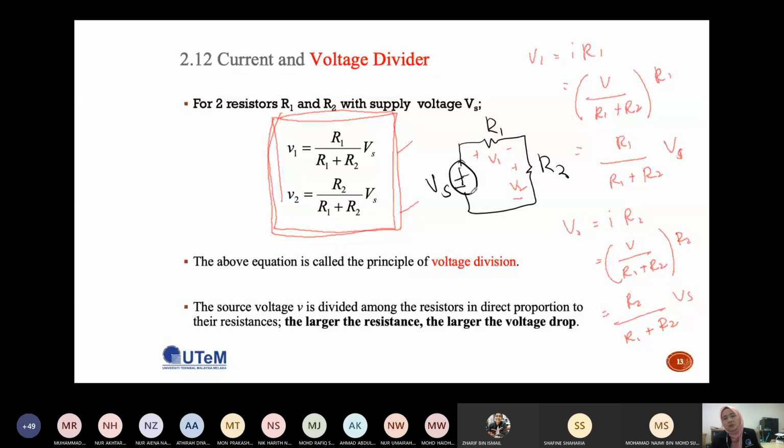Basically, if you have this kind of circuit, you can solve it using KVL, but the voltage divider and current divider are just to simplify your calculation. Instead of using KVL, you just use these formulas for V1 and V2.